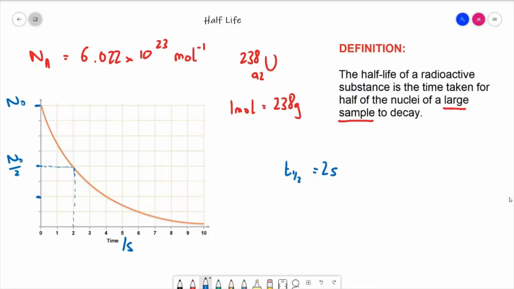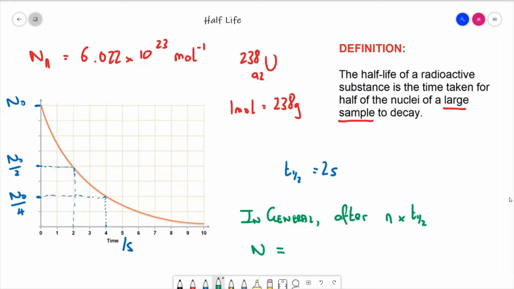As we said before then, once we've got to that 2 seconds, we've got half of the initial sample remaining. After another 2 seconds, so after another half-life, we have N0 over 4. So we've taken the half that we originally had and we've halved it again. What we can say then is that in general, after n times the half-life, the number of nuclei remaining, N, will be N0 divided by 2 to the power of little n. I know we're using a lot of n's here, but this n here and this little n here are the same.